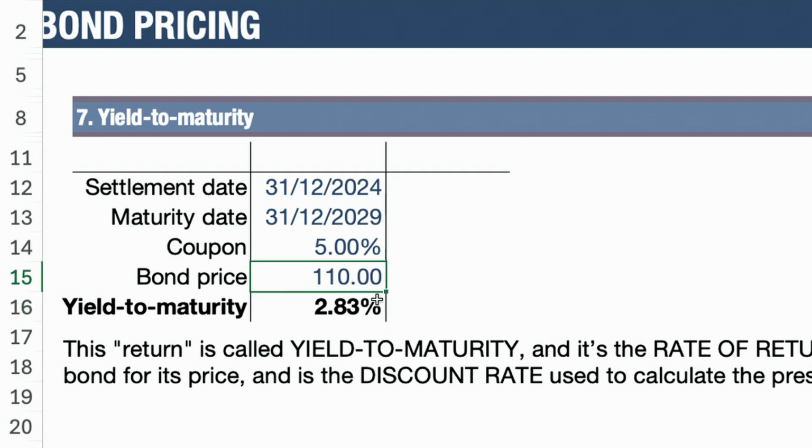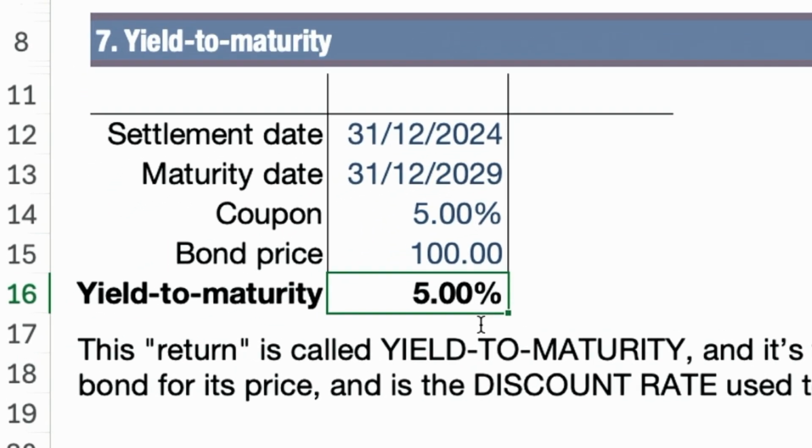You see, previously we called the required rate of return discount rate, or vice versa. Now we've inverted the logic. Given the price, what's the return? The return is called yield to maturity, and it's the rate of return required by investors willing to purchase this bond for its price, and is the discount rate used to calculate the present value of its expected cash flows. We'll dedicate a lot of time to yield to maturity in the next lessons, which are directly and indirectly dedicated to this very important concept of fixed income analysis. Specifically, we'll introduce yield to maturity in the next lesson.